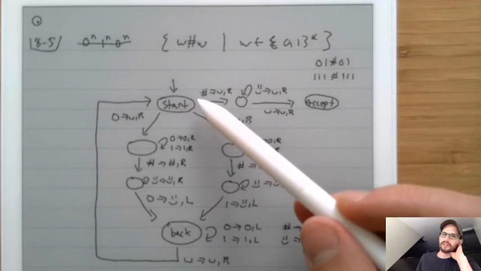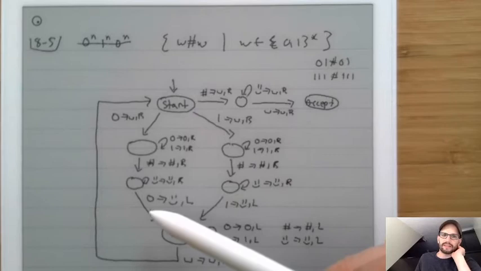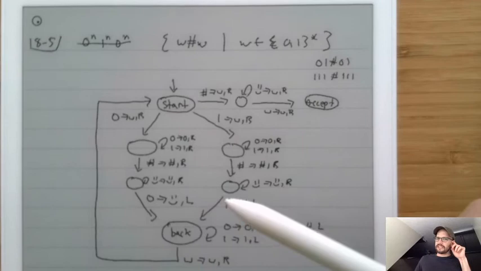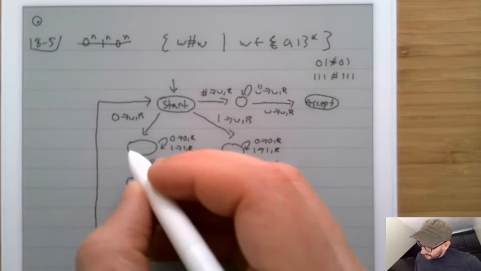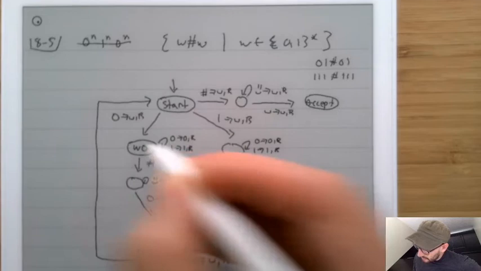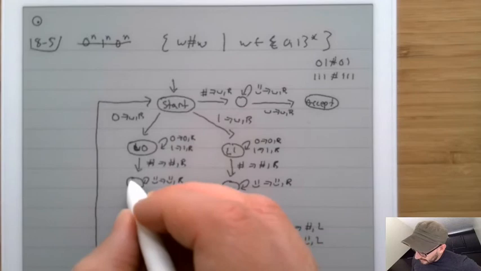If we get down here and we see a one, something's missing. And if we go over here and we see a zero, there's something missing. So any transition that I didn't write down corresponds to a transition to reject. So now let's label these. Actually, we'll label this left zero, and this is left one, and this is right zero, and this is right one. So this is a different state. And we'll call this one C for check.